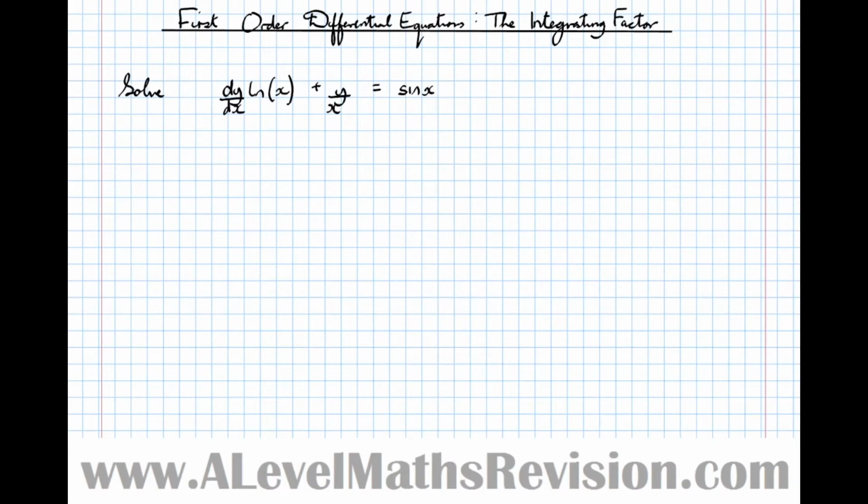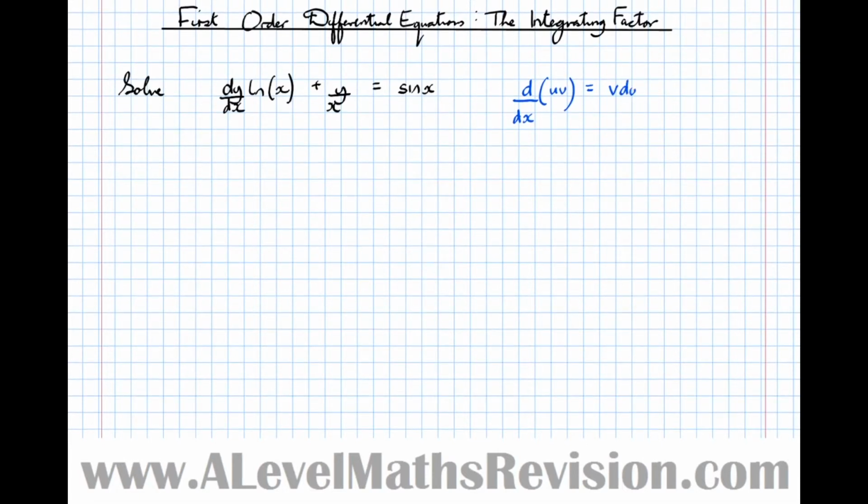Now in this example what you're supposed to do is spot that this here is a differential made using the product rule. So as a reminder, the product rule is the differential of u times v equals v du by dx plus u dv by dx. And we can spot that this side here is of that form.